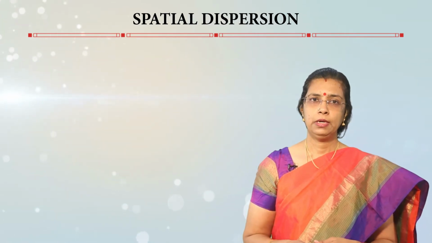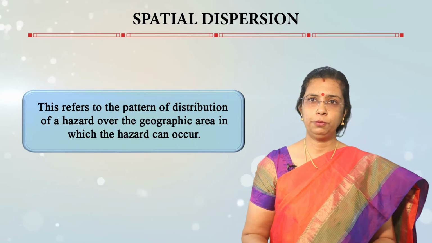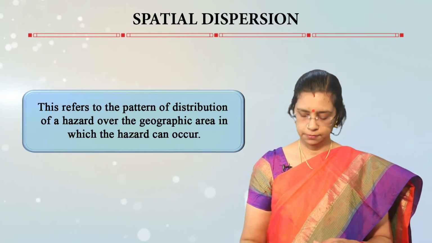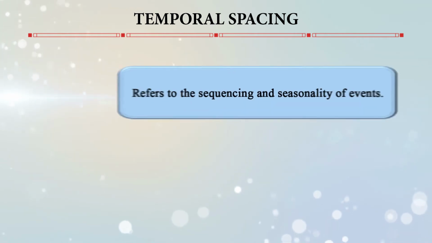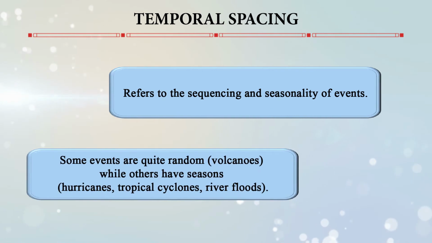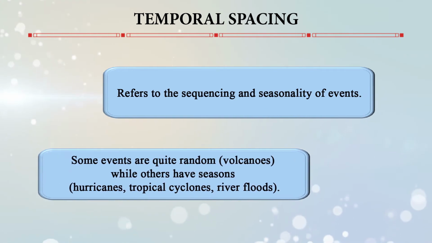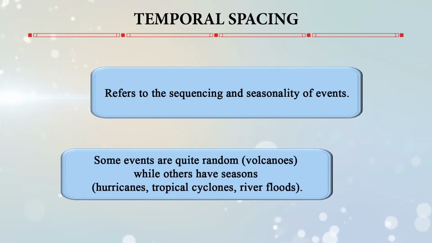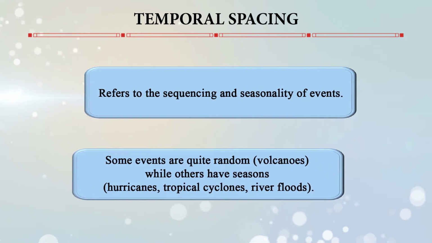Spatial dispersion. This refers to the pattern of distribution of a hazard over the geographic area in which the hazard can occur. Temporal spacing. This refers to the sequencing and seasonality of events. Some events are quite random, for example volcanic eruptions, while others have seasons like hurricanes, river floods and also tropical cyclones. They are seasonal in nature.